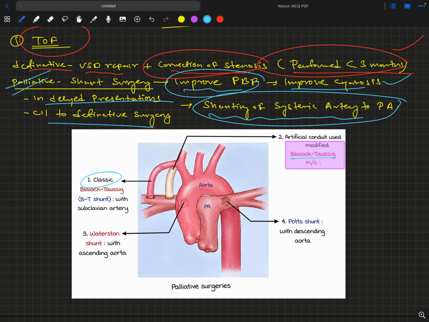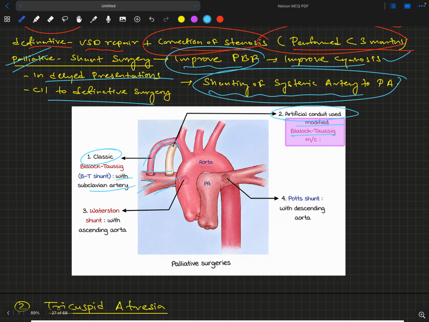The classic Blalock-Taussig shunt means the right-sided subclavian artery is connected with the pulmonary artery. When the right-sided subclavian artery is connected with the pulmonary artery, we call it the classic Blalock-Taussig shunt. In case of the modified Blalock-Taussig shunt, an artificial conduit is used to connect the right-sided subclavian artery with the pulmonary artery.